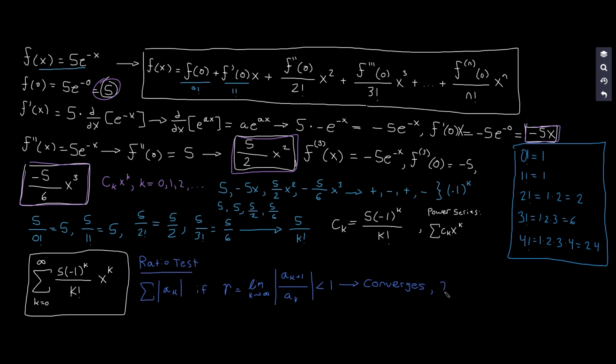But if r, which is the same thing as the limit as k approaches infinity of a sub k plus 1 over a sub k, is greater than 1, it diverges. But if r equals 1, then it's inconclusive. Okay?